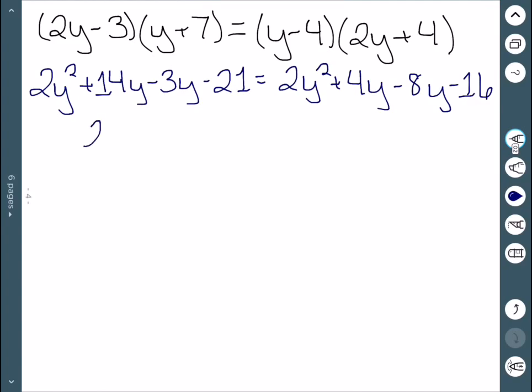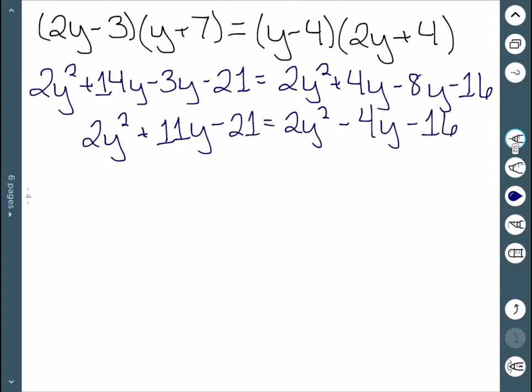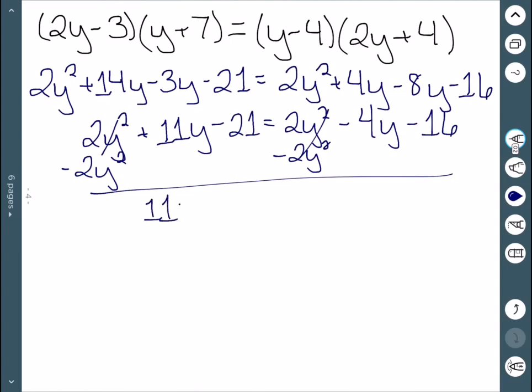We then want to simplify a little more by combining like terms. 14 minus 3 is 11. And on the right, we have a 4 minus 8, which would be negative 4y. This does not immediately look like a linear equation because this does have a y squared, which does violate our condition on linear equations. However, we see that if we subtract this term, this 2y squared from both sides, it's going to cancel on both the left and the right. I'm left with 11y minus 21 equal to negative 4y minus 16. And now this looks a little more linear.